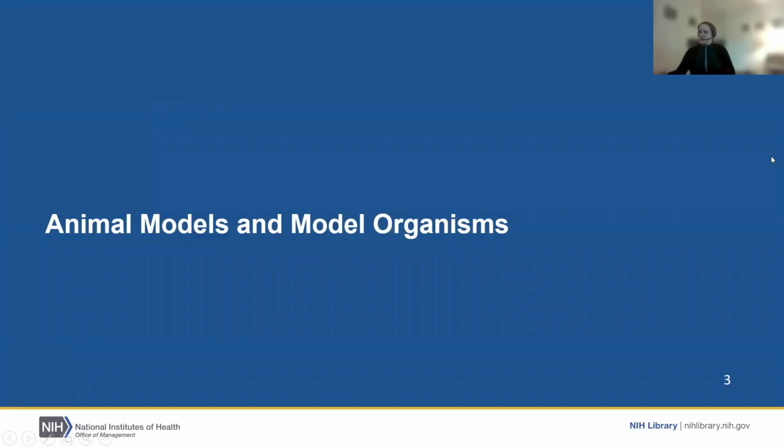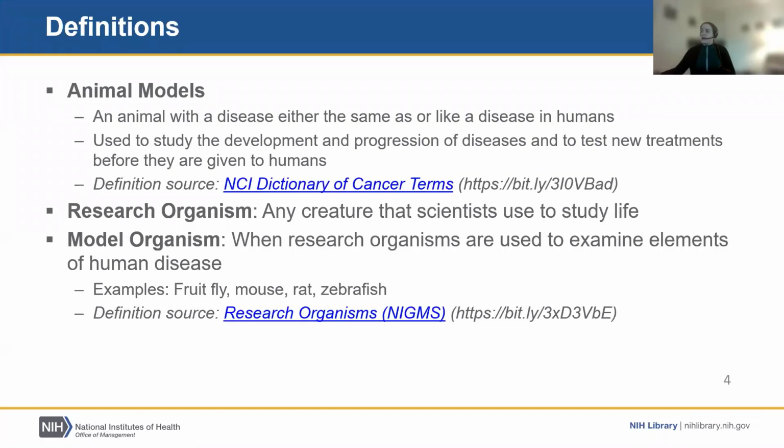First, let's look at the definition of animal models, model organisms, and research organisms. According to the National Cancer Institute's Dictionary of Cancer Terms, an animal model is an animal with a disease either the same as or similar to a disease in humans, and the animal may be used to study the development and progression of diseases and to test new treatments before they are given to humans. Animals with transplanted human tissues, such as cancer, are called xenograft models. Many animal models may be genetically modified based on the requirements of the study.